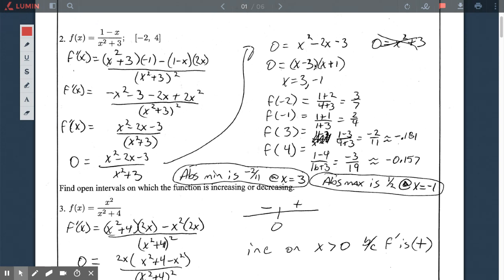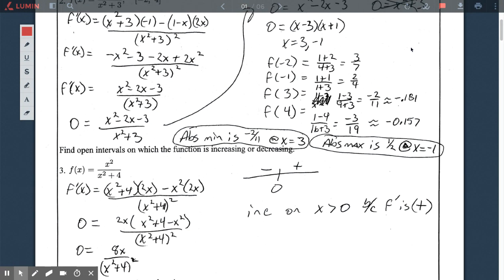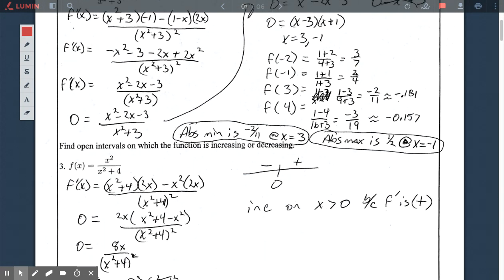When the top is set equal to 0, I can factor that, and I get 3 and negative 1 for my critical points. Set the bottom equal to 0. That does not produce any critical points because it's impossible for x squared plus 3 to equal 0. Plug in the endpoints and the critical points, so we get 3/7, 2/4, negative 2/11, and negative 3/19.